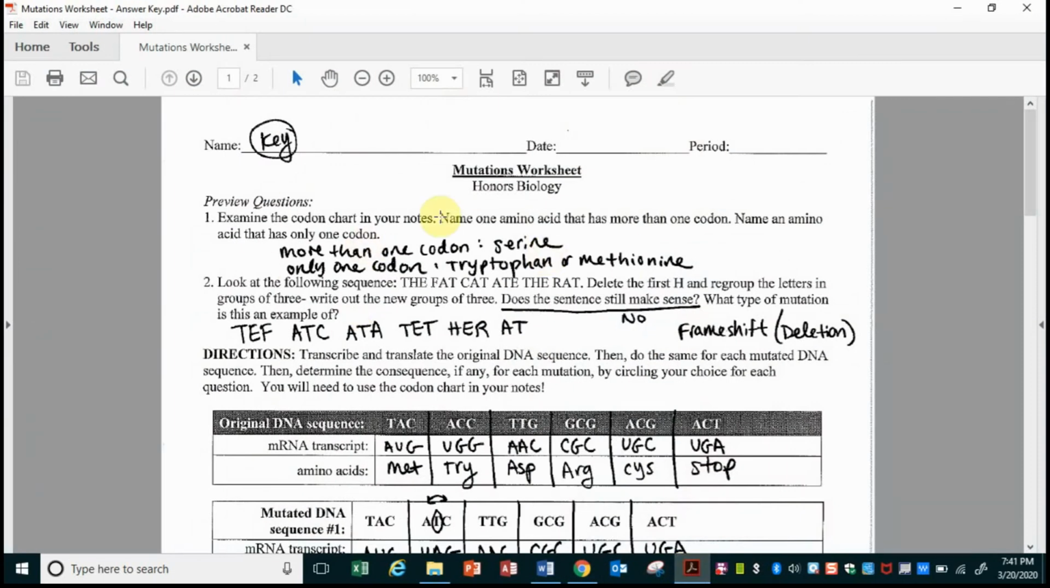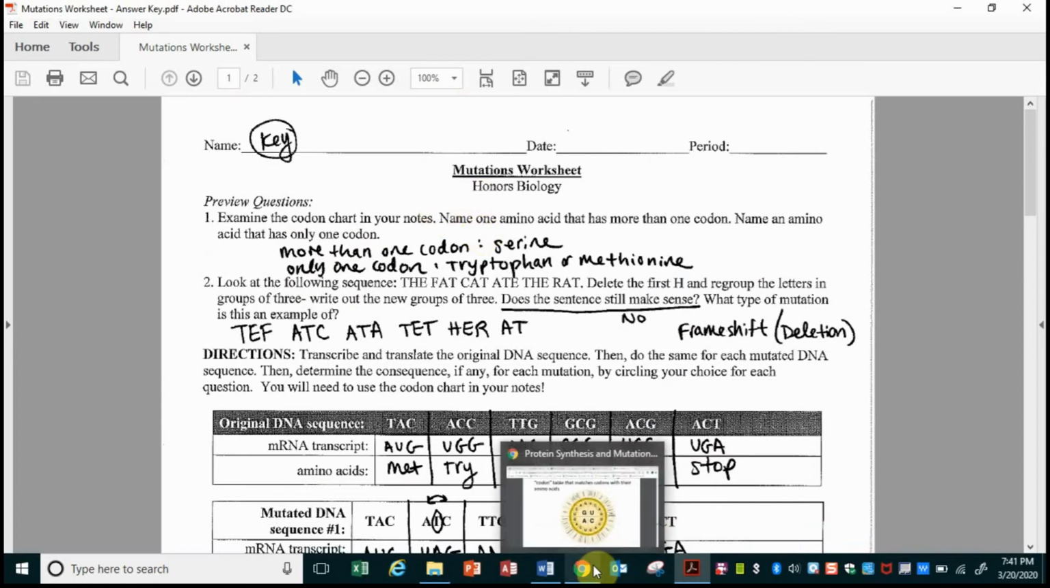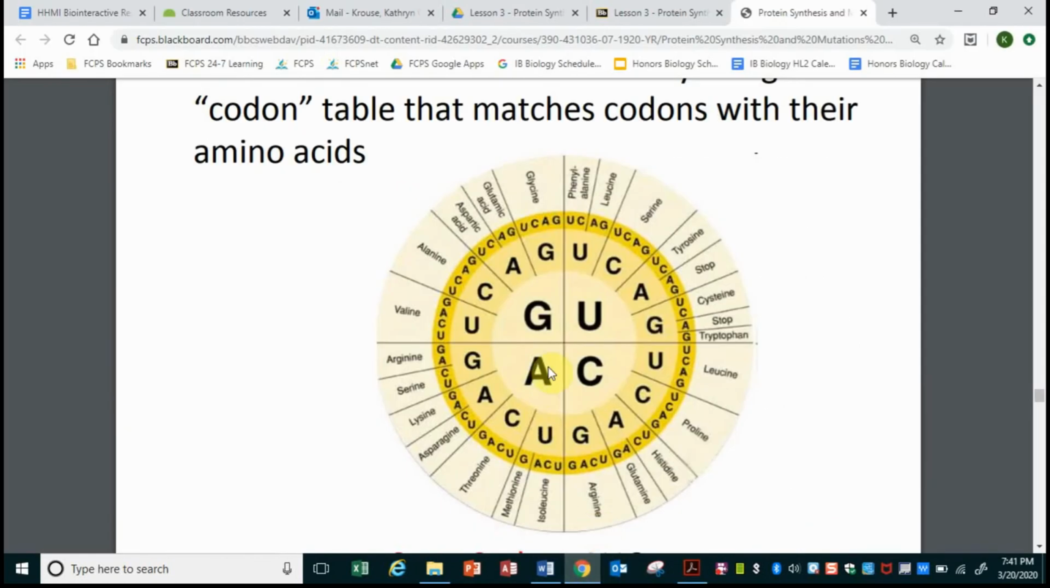Then they asked you to name an amino acid that has only one codon. So when I go back to my codon chart, actually my start codon, AUG, is the only one that codes for the amino acid methionine. And then the other one I identified was UGG, which codes for tryptophan. And again, there are no other codons that code for methionine or tryptophan.